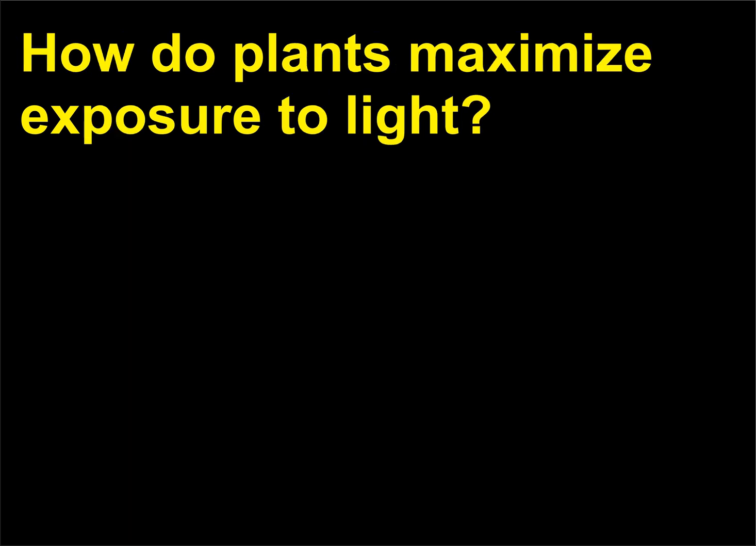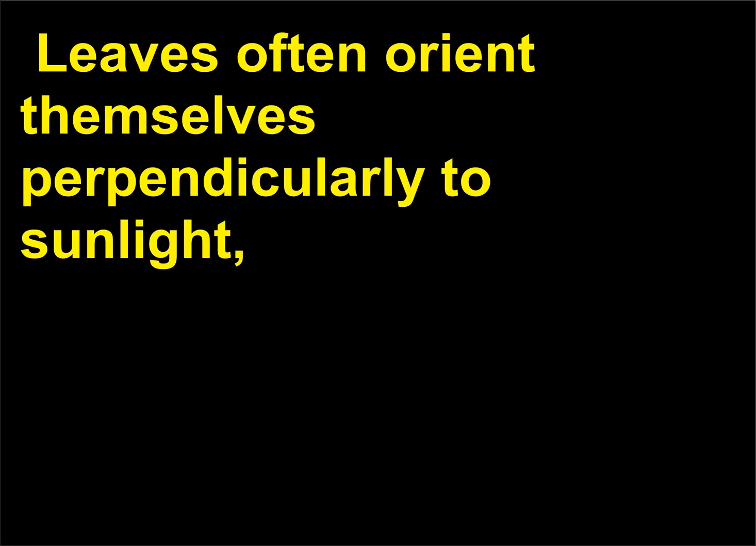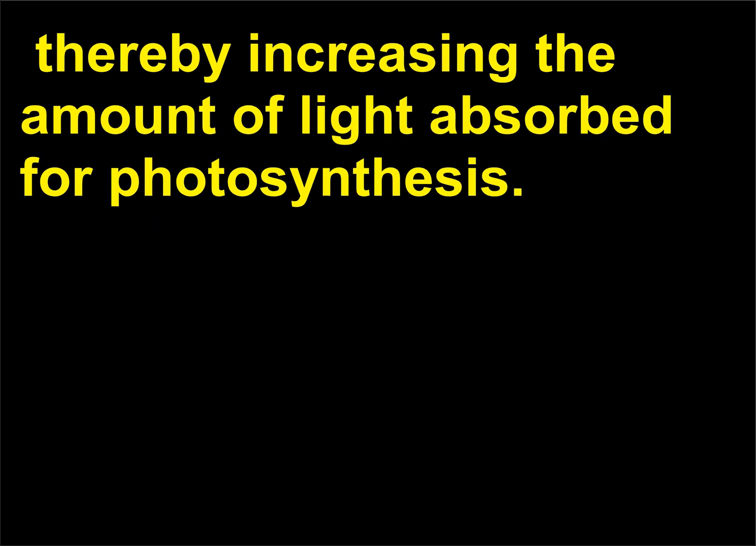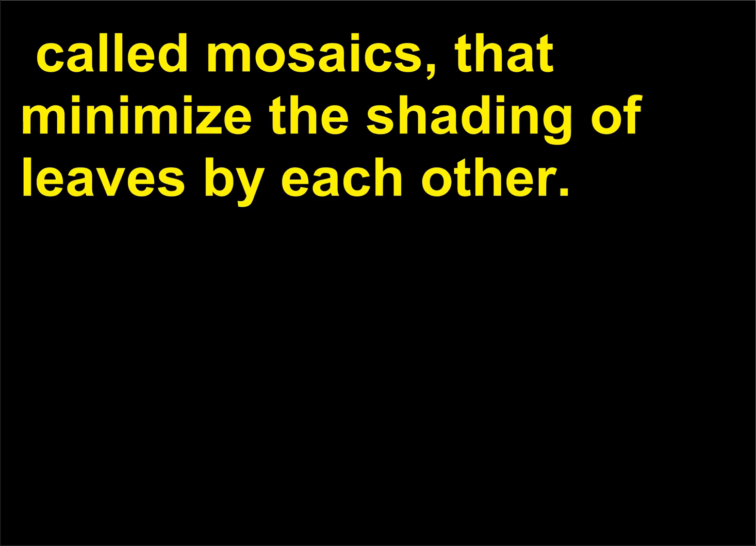How do plants maximize exposure to light? The leaves of many plants move. Leaves often orient themselves perpendicularly to sunlight, thereby increasing the amount of light absorbed for photosynthesis. Leaves also form unusual patterns of layering, called mosaics, that minimize the shading of leaves by each other.